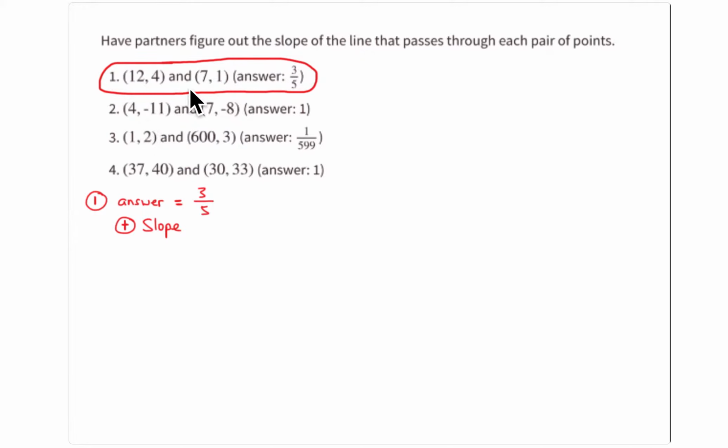In the first problem, the 2 points are (12, 4), so the x-coordinate is 12, the y-coordinate is 4, and the x-coordinate is 7, the y-coordinate is 1 for the second point. And the slope is 3/5. I'm going to give you the answer, and I want to work from that answer and just say a few things as we develop our thinking about a formula for finding slope.